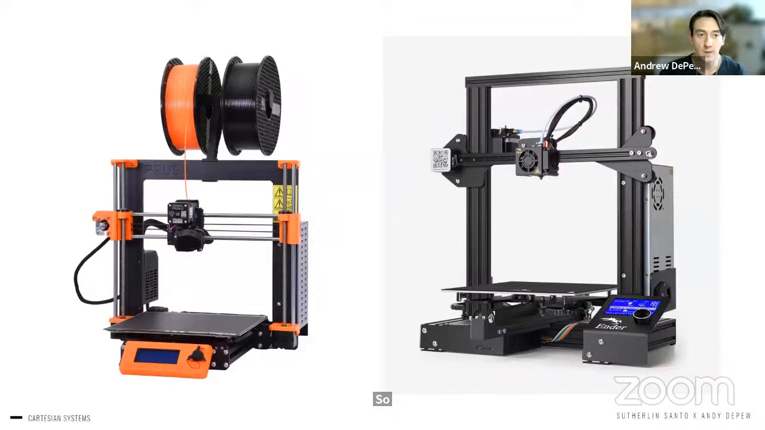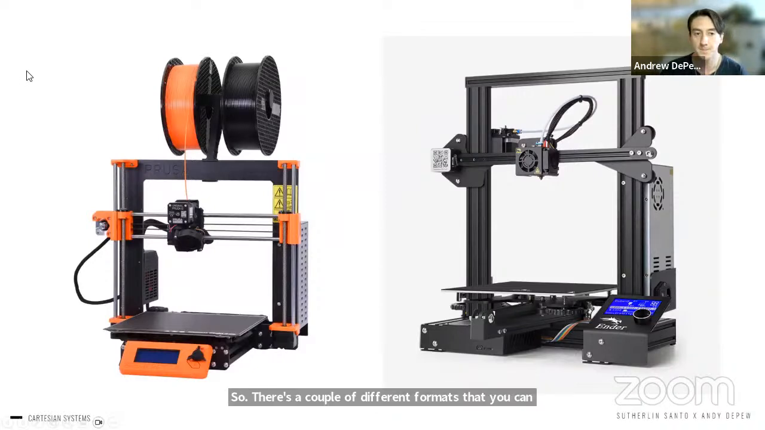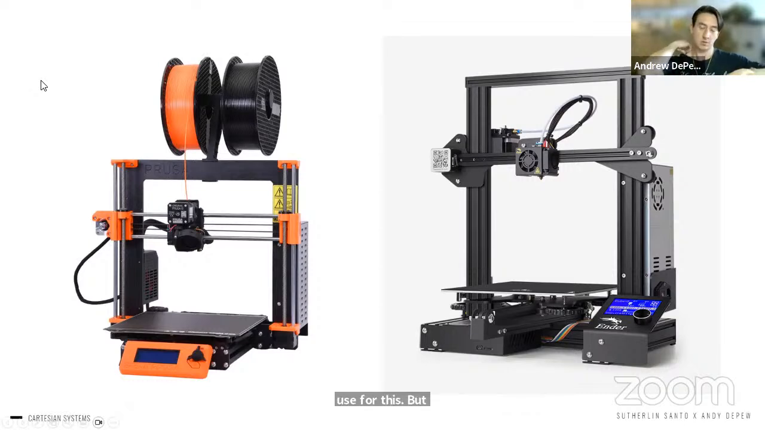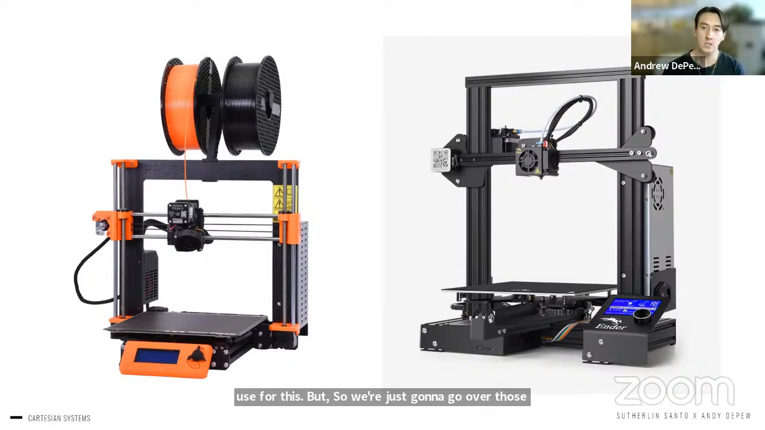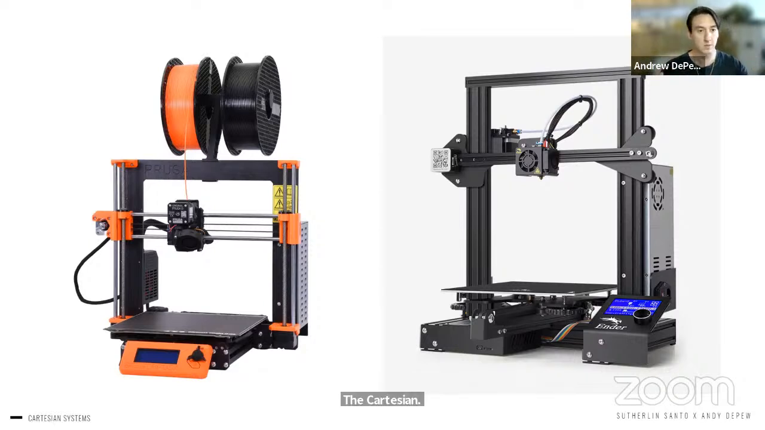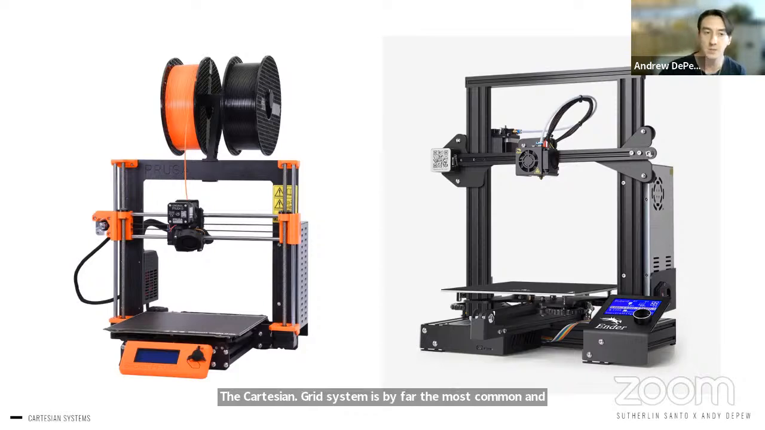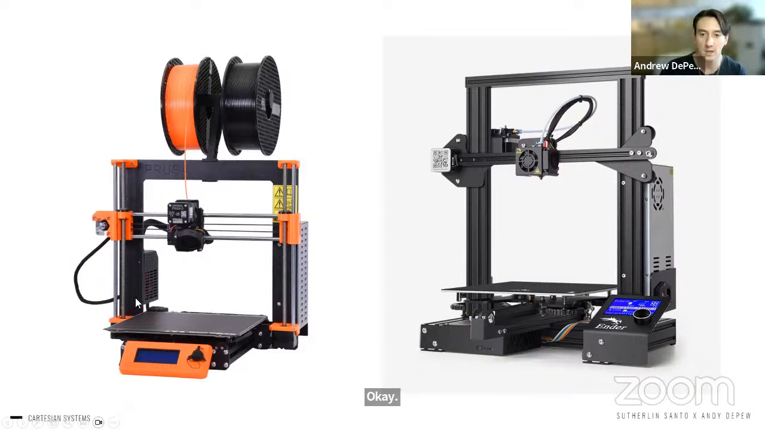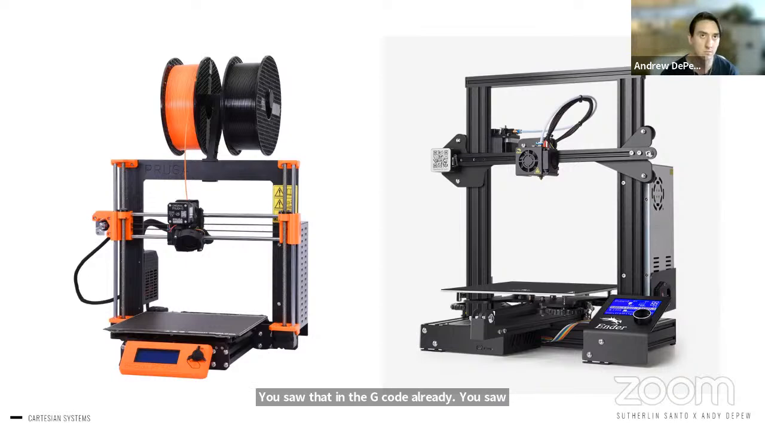There's a couple of different formats that you can use for this, so we're just going to go over those formats a bit. The Cartesian grid system is by far the most common and accessible of the 3D printing formats. This means that the printer has separate axes for X, Y, and Z. Can you guys see my mouse? Okay. And the printing head is going to move along each of those axes to reach given points in space. You saw that in the G code already. You saw it in Garrett's presentation.